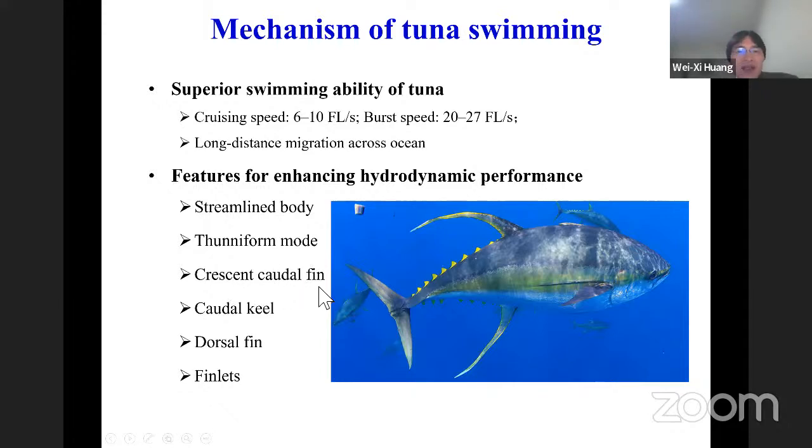And it also has some other specialized structures. One is the caudal keel, and the other is the dorsal fin, and also the finlets. So we'd like to study in more detail how these kinds of structures help or affect the hydrodynamic performance of the tuna swimming.